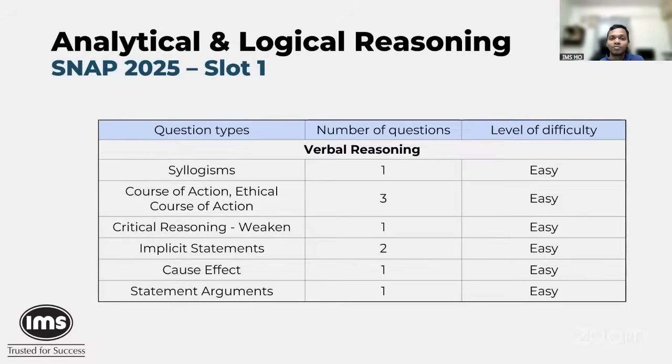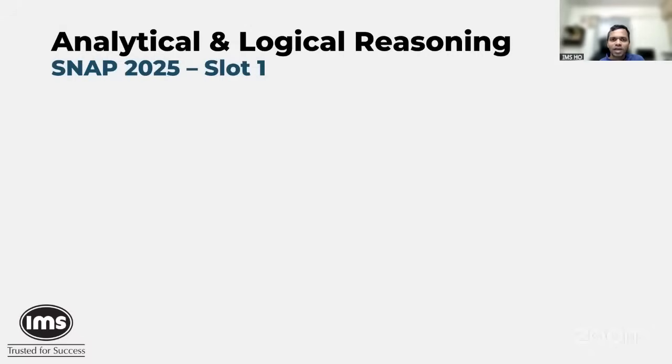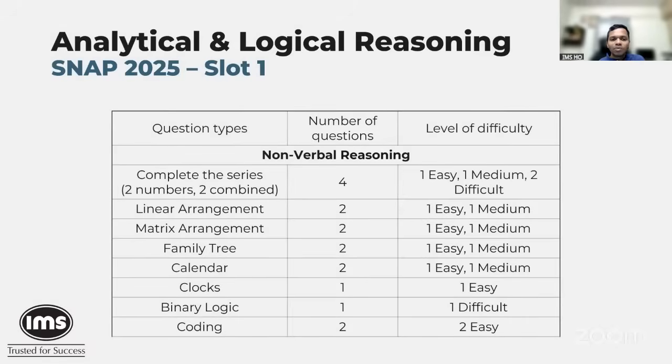Which of the following, if true, would weaken the conclusion that is drawn in the statement? And the statement was a one-liner. Then implicit statements, cause and effect, statement argument. So all of these were easy to classify because they didn't have a lot of difficult words, right? It's just simple English. You read it, you apply the logic, and you will be able to answer these questions. Some of you maybe could have skipped a few questions of these, but I would say most of the questions were accessible. The non-verbal side had a few difficult questions, you can say.